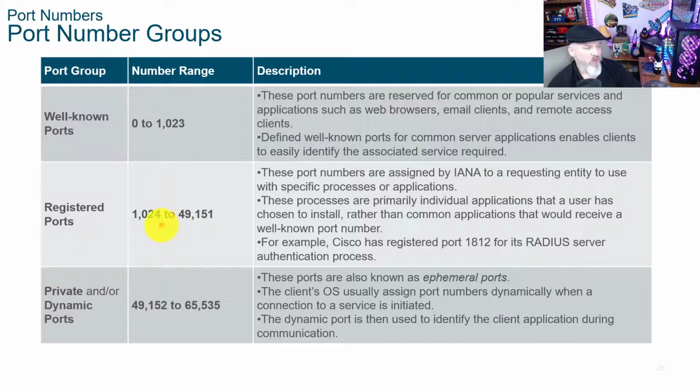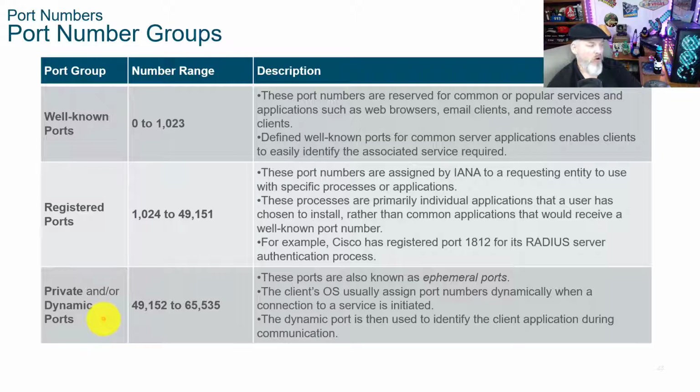Those go from 1024 up to 49,151. Those ports are assigned by the IANA to a requesting entity to use specific processes or applications. Those processes are primarily individual applications that a user has chosen to install, rather than a common application that would receive a well-known port number. An example of that would be Cisco has 1812 for the Radius server authentication process.